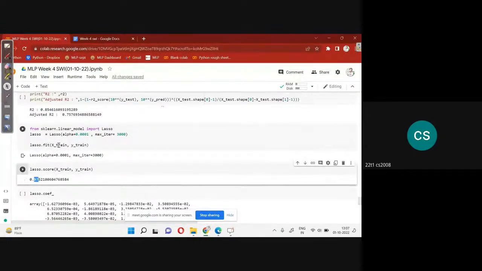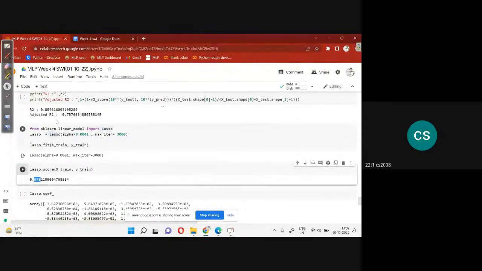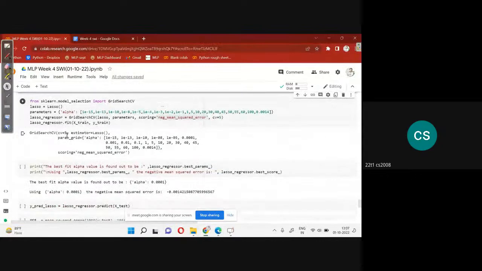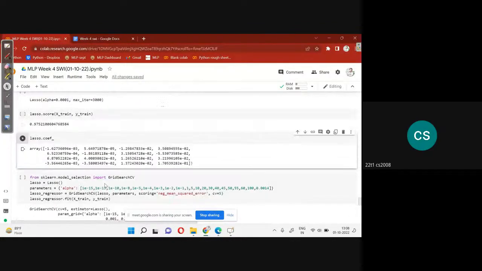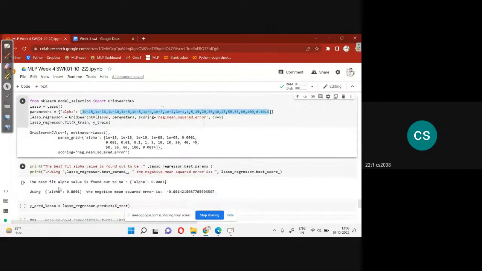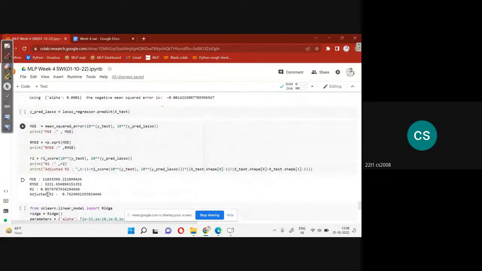So you see here, just by changing the estimator from linear regressor to Lasso, our score improved a lot, directly 0.85 to 0.97. That's a huge improvement. And in this one, we have directly set the alpha value as 0.001. What we did here is we used a set of alpha values and checked which alpha value gives you the best model.